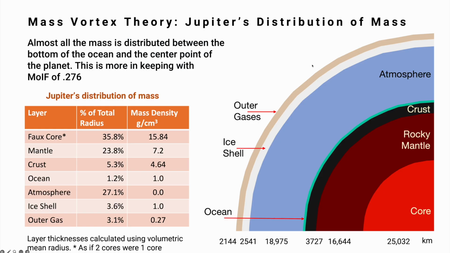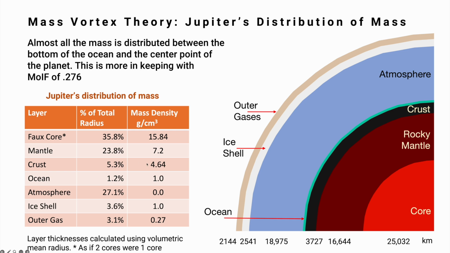Now, in the Mass Vortex Theory version of Jupiter's distribution of mass, almost all the mass is distributed between the bottom of the ocean and the center point of the planet. And I believe this is more in keeping with having a moment of inertia factor of 0.276. These are the mass densities that we're talking about. It's called a faux core because there's really two cores. So for this image, we're merging them together for one.